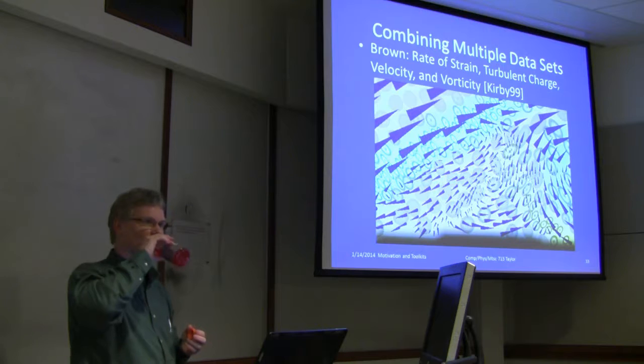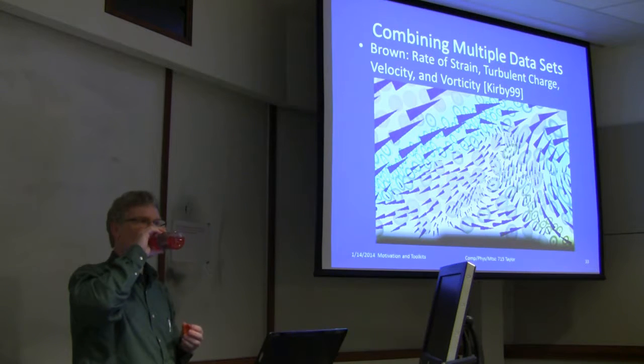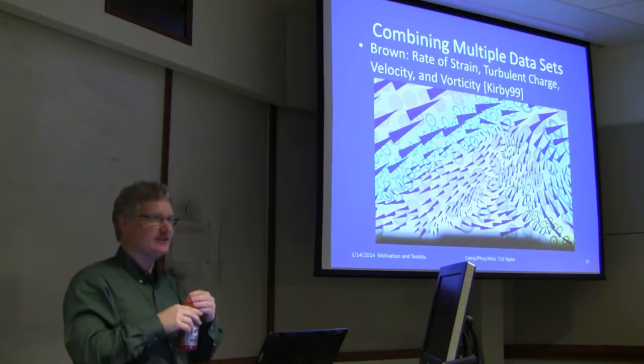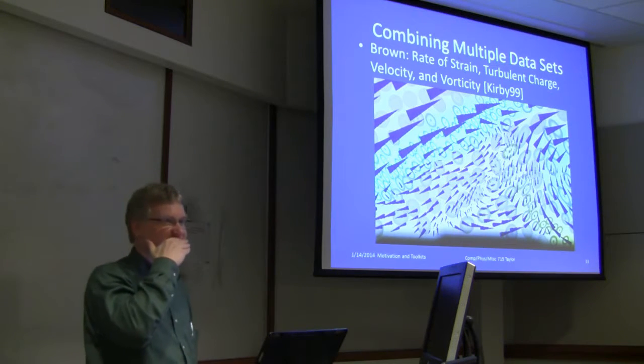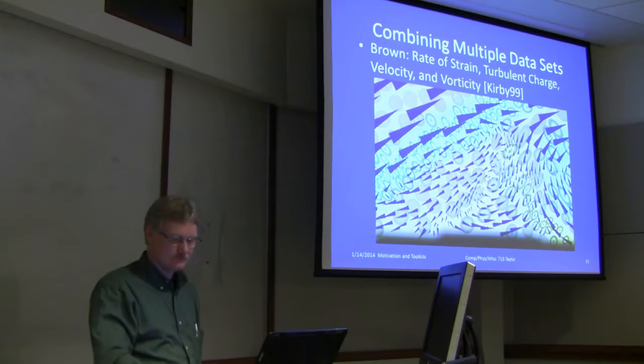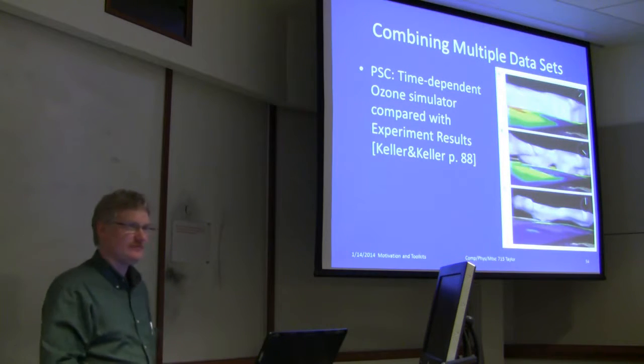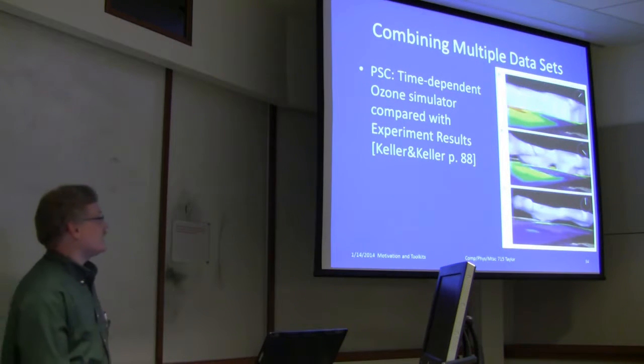That's bizarre. And this is actual flow, or is this, you said it was a second order tensor? It's a second order tensor derived from the actual flow velocity data. Okay. I don't really know what that means, but. All right, combining multiple data sets.